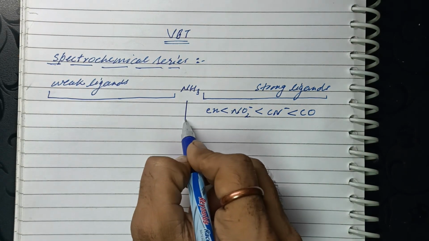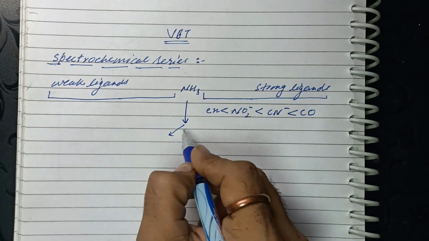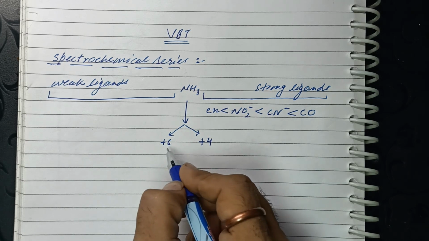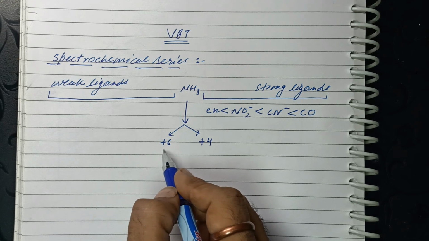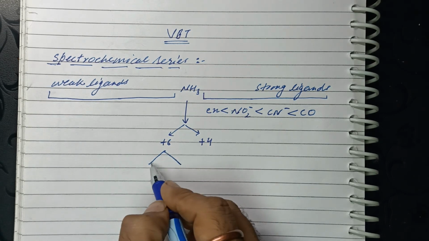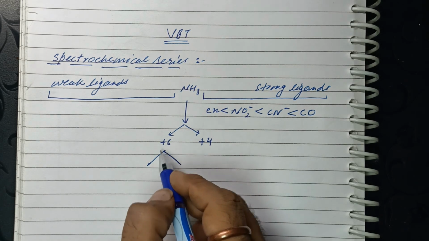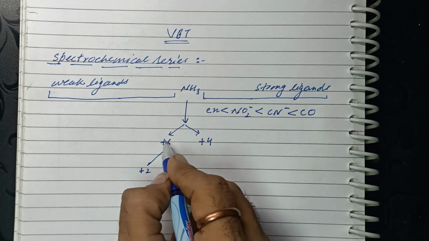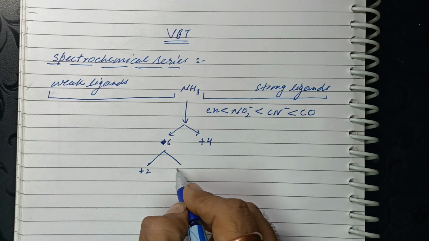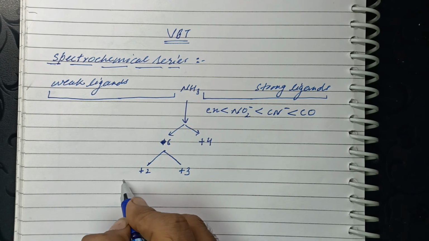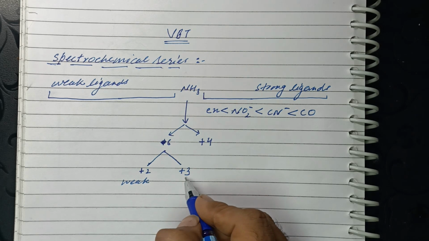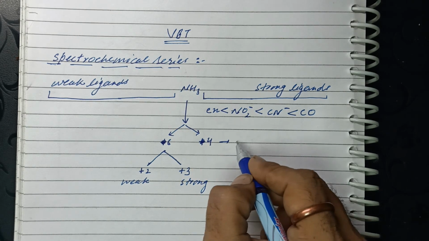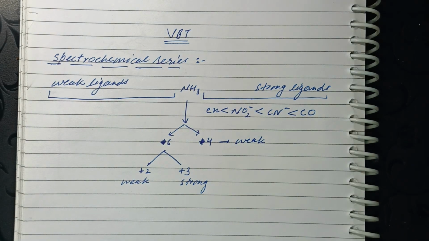As far as ammonia is concerned, if ammonia is bonded with a metal having +6 oxidation number, coordination number, then if it shows +2 oxidation state or +3 oxidation state, with +2 it is weak, but with +3 it is strong, and with coordination number 4 it is always weak. You will remember this.